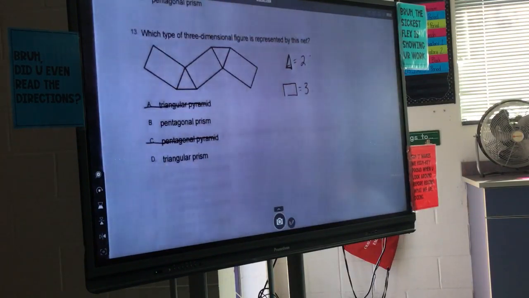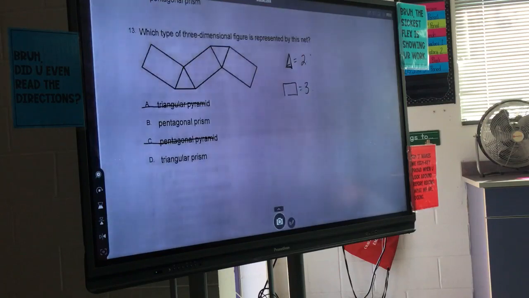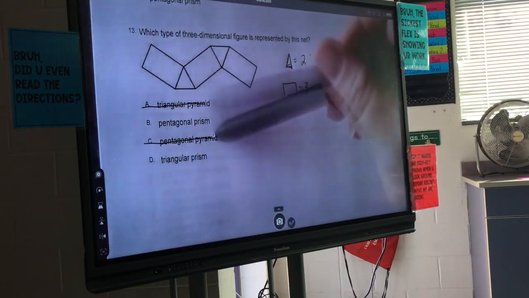What do we know about a pyramid? There's only one base. Okay, so knowing that a pyramid only has one base, what are all the other sides of a pyramid? They're triangles. So we can eliminate these two.